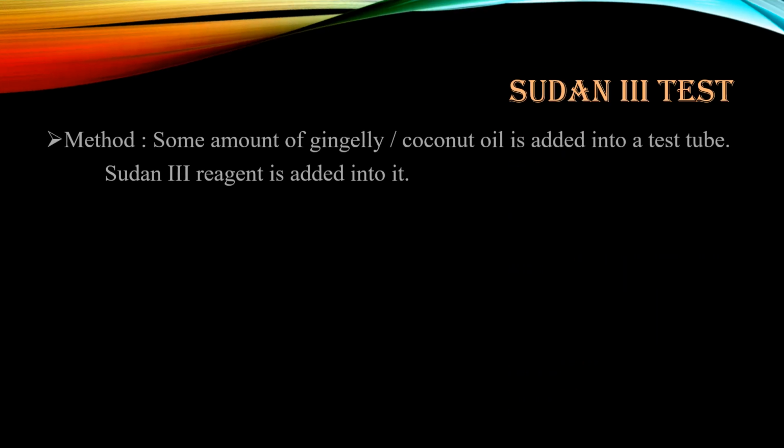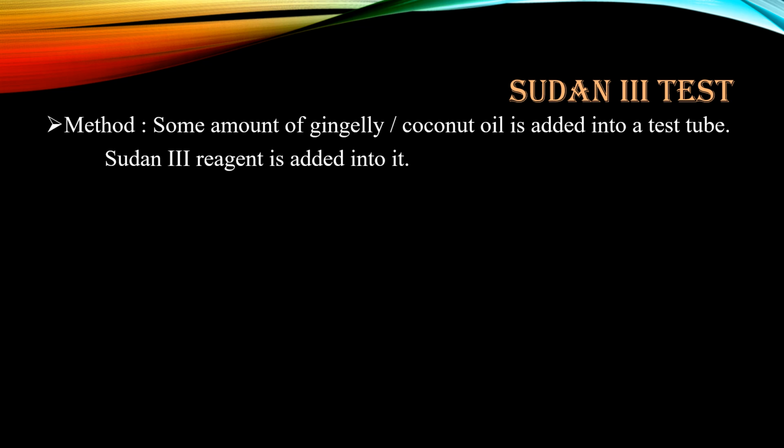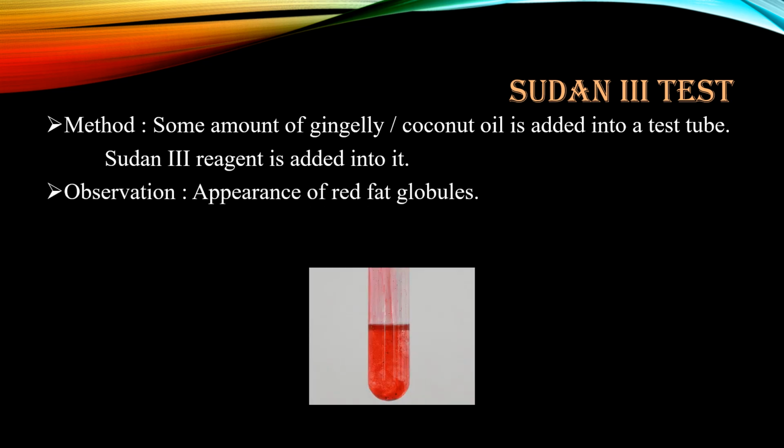Alright, now the Sudan III test. Method. Some amount of gingelly oil or coconut oil is added into a test tube. Then Sudan III reagent is added into it. Observation. Red fat globules will appear. Conclusion. The sample contains lipids.